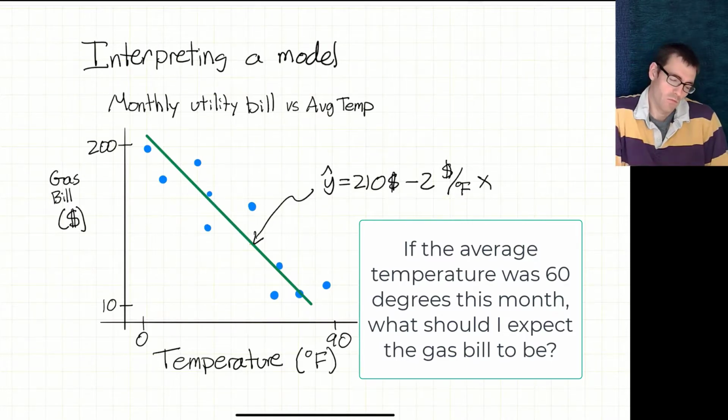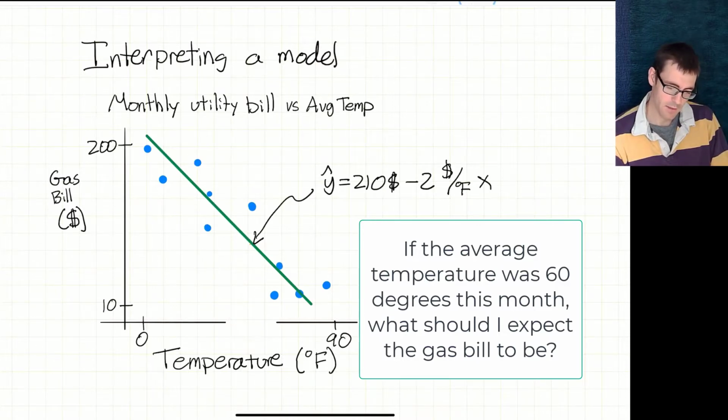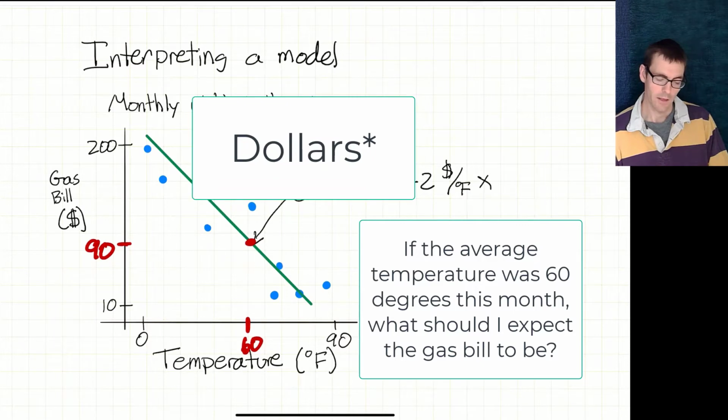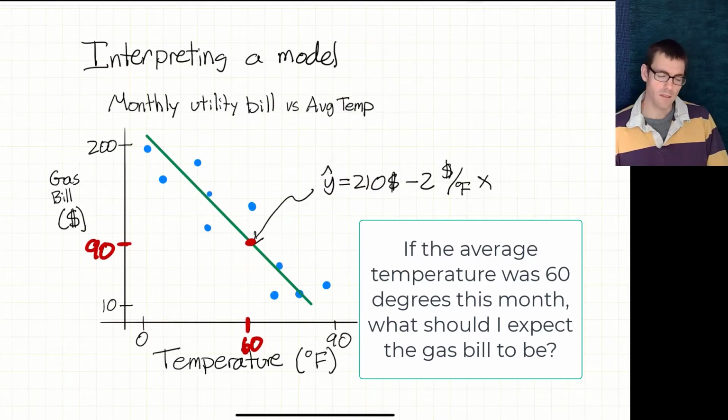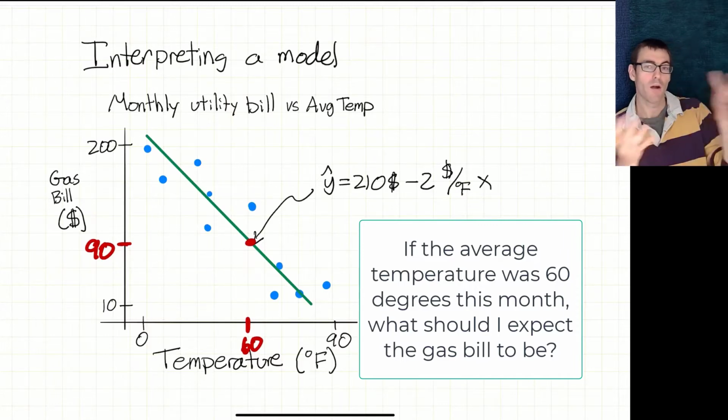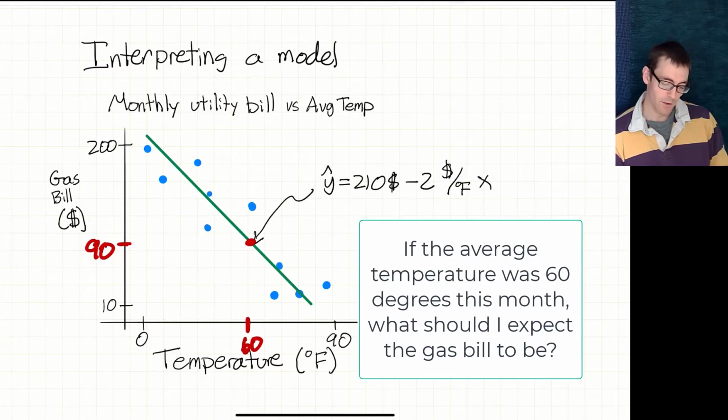But the question is, given the information that we have, given this model, if the temperature is about 60 degrees, then the model is saying that we would expect the bill to be, let's say, about $90. Right? And again, we don't want to say that the gas bill will be $90. What we really mean is that we expect the gas bill to be approximately $90. Anything sort of in this range is entirely reasonable.